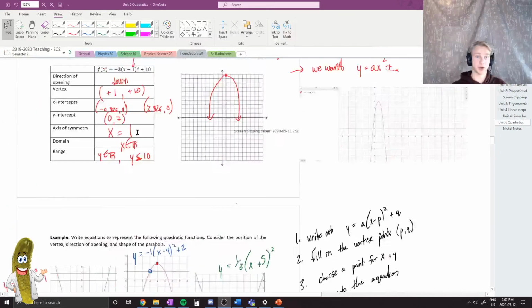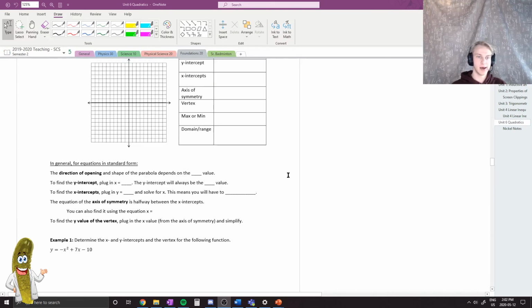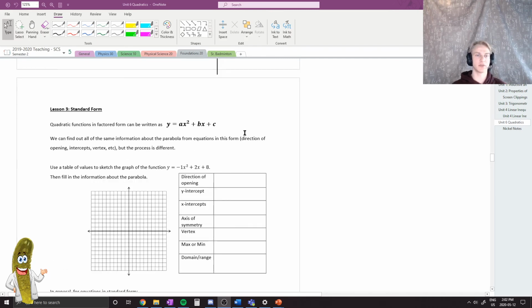We also looked at writing out equations for graphs, saying that hey, that's even easier too if we also know what the vertex would be of this graph. So now what we're going to do is start converting those vertex form graphs into standard form. And standard form looks like the following: y equals ax squared plus bx plus c. And we can find out all the same information about parabolas from equations in this form. We can figure out the direction of opening, the intercepts, the vertex, etc. But the process for actually finding out those pieces of information is different.